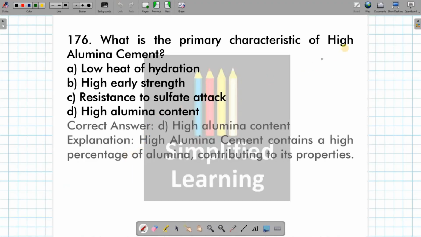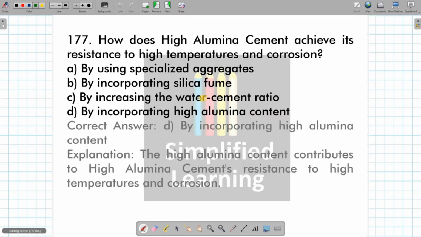Then what is the primary characteristic of high alumina cement? Okay, high alumina content is the primary characteristic out of these options. Then how does high alumina cement achieve its resistance to high temperature and corrosion? By incorporating high alumina content. The high alumina content contributes to high alumina cement's resistance to high temperature as well as corrosion. The answer is option D.